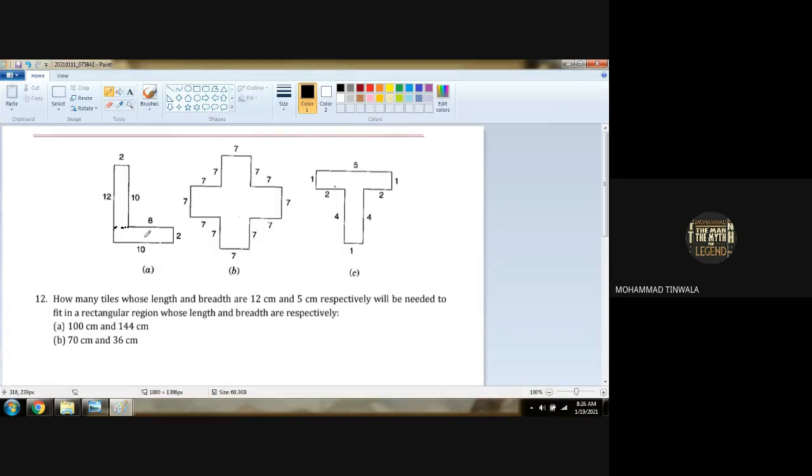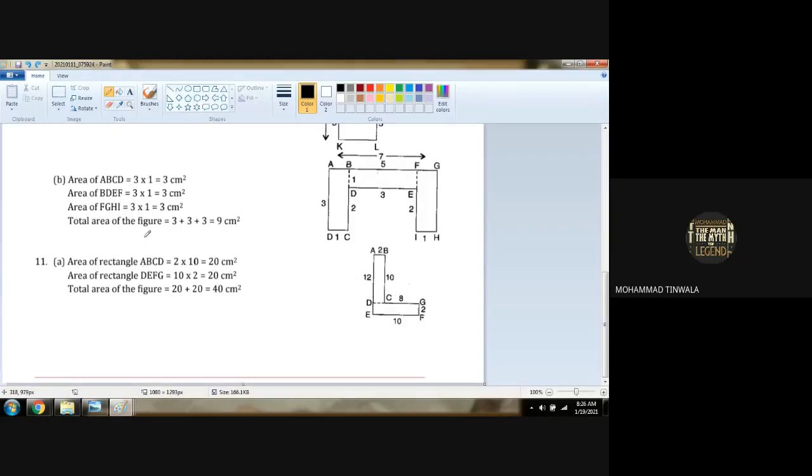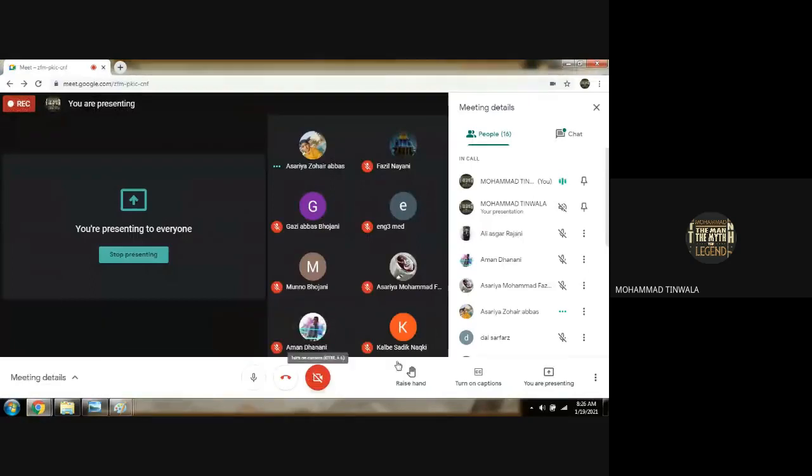Are you getting the content? Yes, sir. Chalo. Then again, two rectangles are formed. One is DEFG and the other ABC. Sir, your screen is showing that. Is my screen presented, boys?